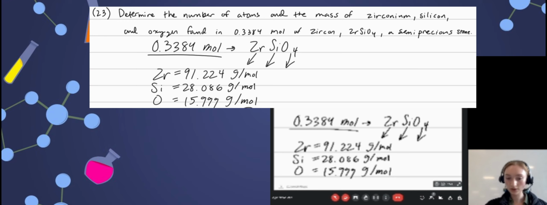So since zirconium and silicon both have a 1-to-1 ratio in this compound, the amount of atoms will be the same because there's one zirconium in this compound and one silicon. So because of that, we're going to save that for later, but just know it has the same ratio, so you don't have to do the same thing twice if you already know the ratio of these atoms.